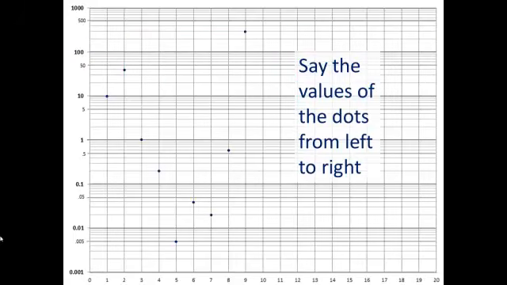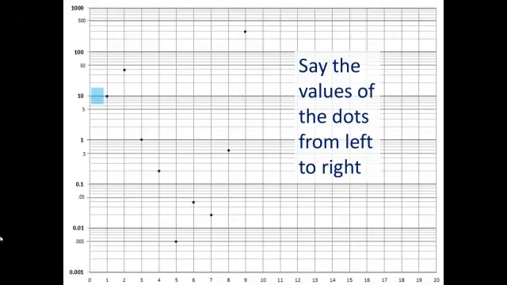Okay, so let's put this into practice. We're going to say the values of actual dots from left to right. This could be, say, the value of some behavior that you have counted, or at least some dimension of behavior that you've counted, whether it's rate or the duration or something. But what would these values be from left to right?